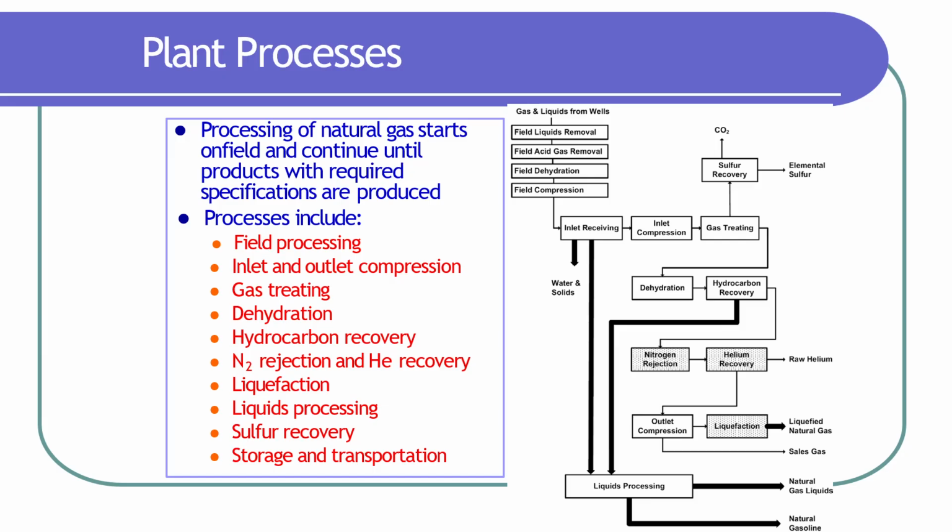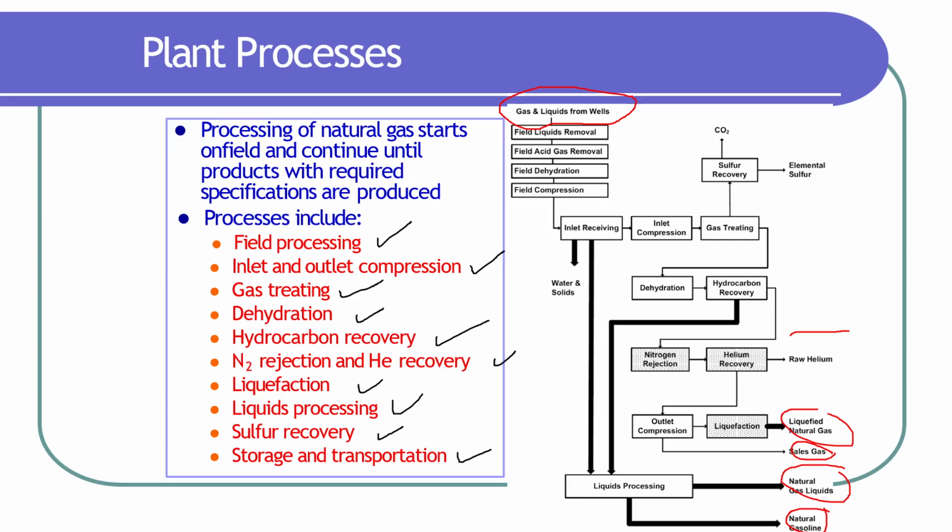As I explained in the previous slide, natural gas processing starts from the gas inlet stream from the well to the point where you start to collect the product that you are looking at, as an NGL, for example, or natural gasoline, or liquefied natural gas, or as a shale gas as well. And this will include several units. Your process scheme will include the major units, which are the field processing, inlet and outlet compression, gas treating, dehydration, hydrocarbon recovery, N2 rejection, liquefaction, liquid processing, sulfur recovery, and storage and transportation.